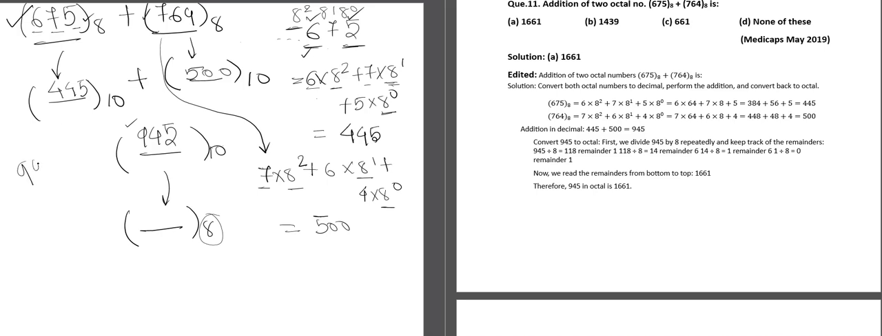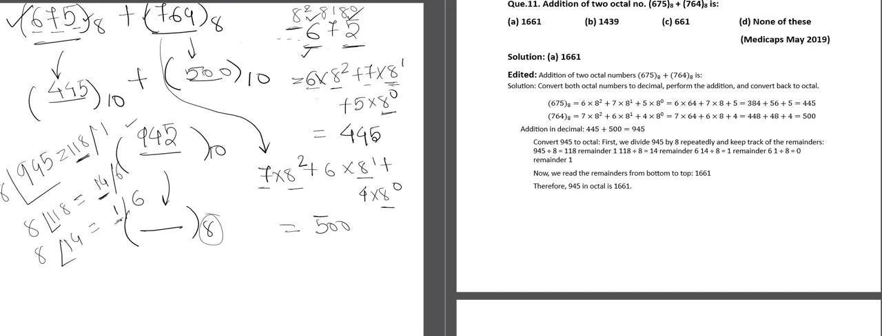First we divide 945 by 8, which gives us 118 with a remainder of 1. Then again we have to divide this quotient by 8. So we divide 118 by 8, which gives us 14 with a remainder of 6. Then we again divide the quotient by 8: 14 by 8 gives us 1 with a remainder of 6.